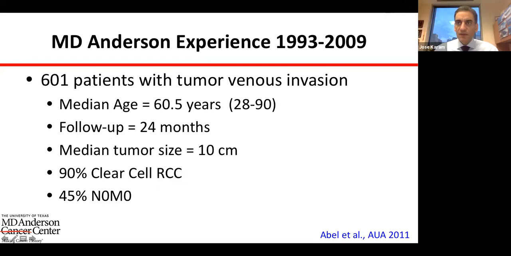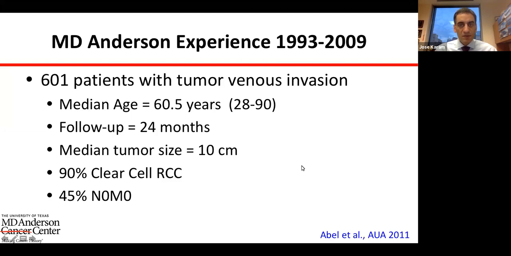We had about 600 patients with a tumor venous invasion. This includes any venous invasion. The median age is about 60, which is within expected. We had a follow-up of about 2 years. Tumor size was about 10 centimeters roughly. Most of the patients were clear cell kidney cancer, and almost half the patients were non-metastatic. These were N0, so negative nodes, and M0, no metastatic disease.